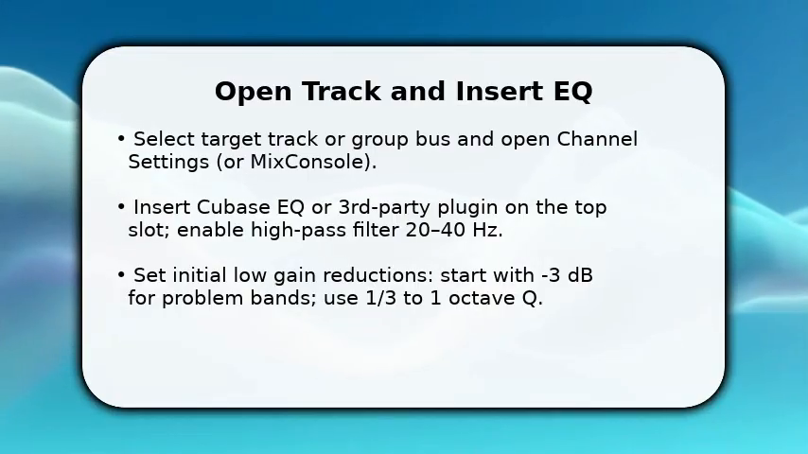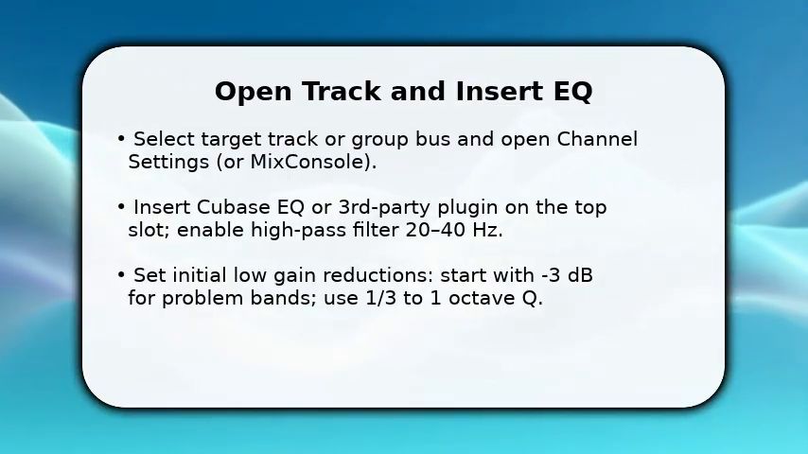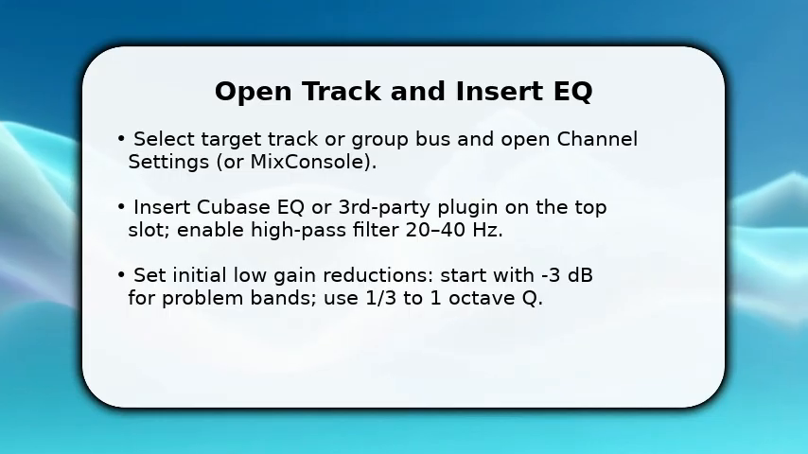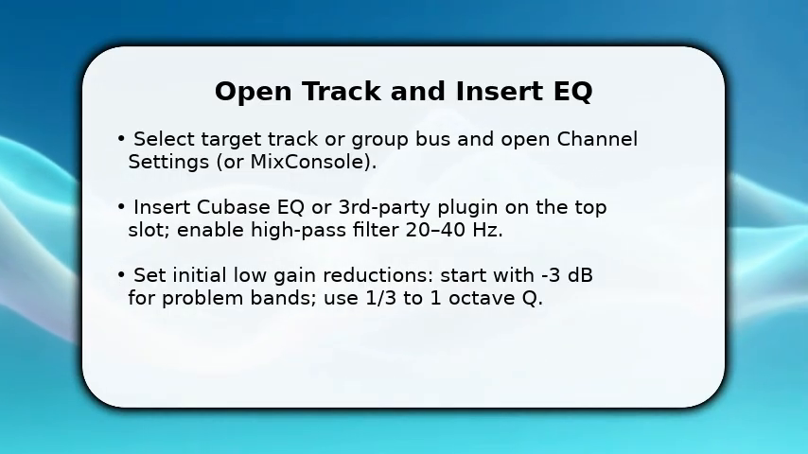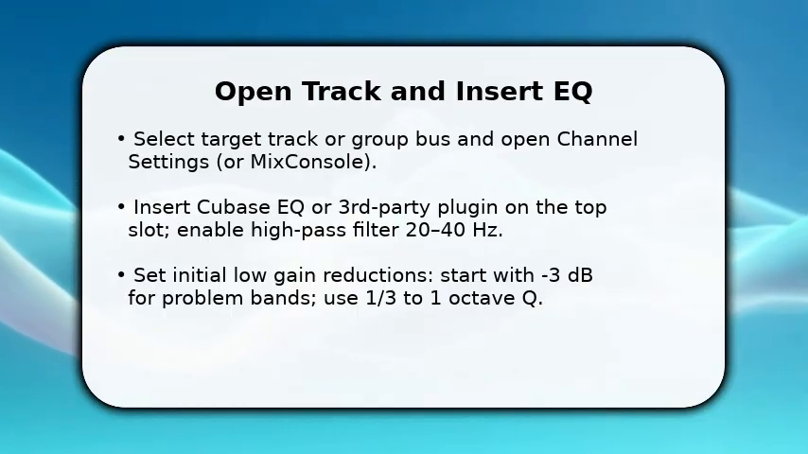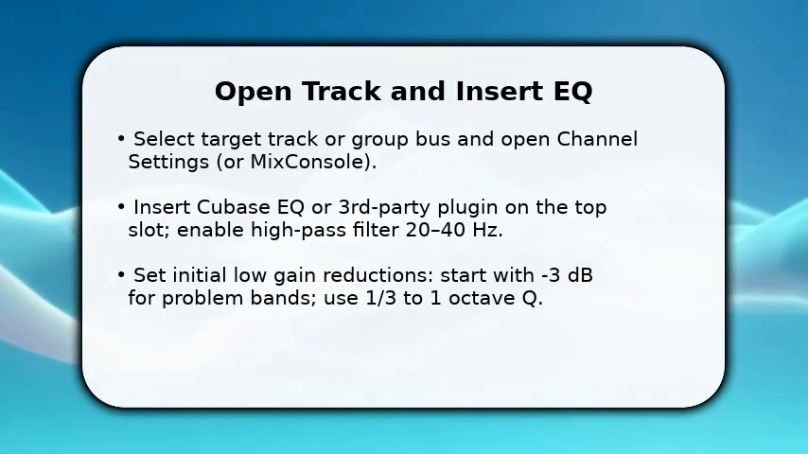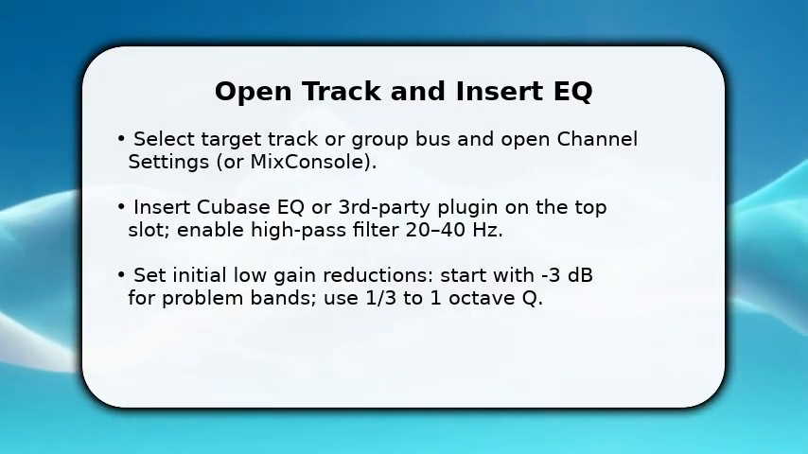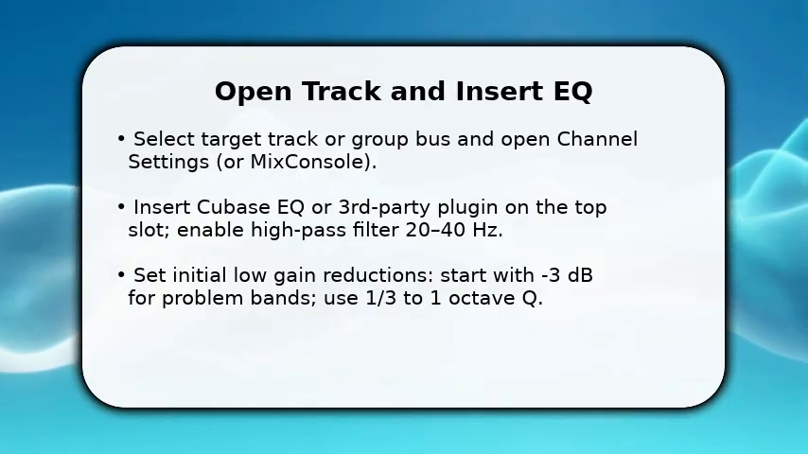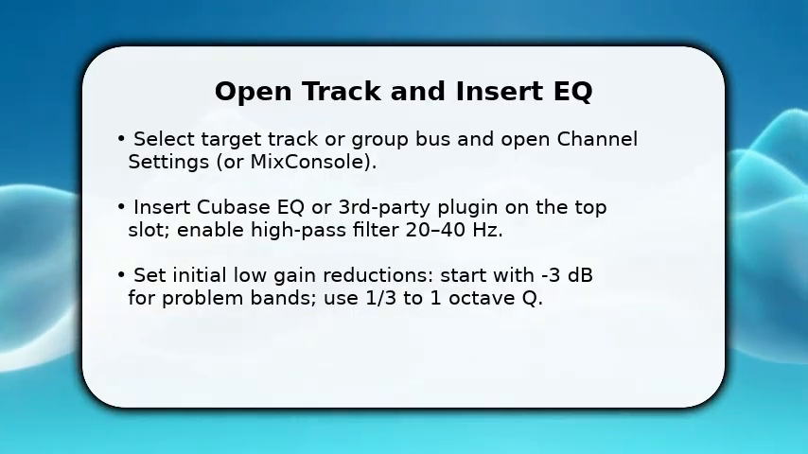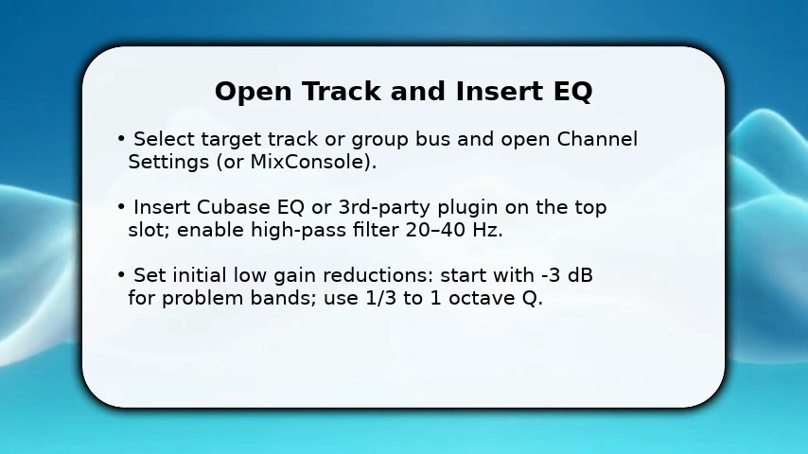You start by selecting the track or bus you want to fix, open Channel Settings or the Mix console to insert an EQ. Once inserted, enable a high pass at 20-40 Hz to remove inaudible rumble. This clears headroom. Make an initial sweep with a medium Q to find muddy or boxy frequencies. Cut with small amounts like -3 dB rather than dramatic moves. This gives space for other instruments and prevents over-EQing later in the chain.